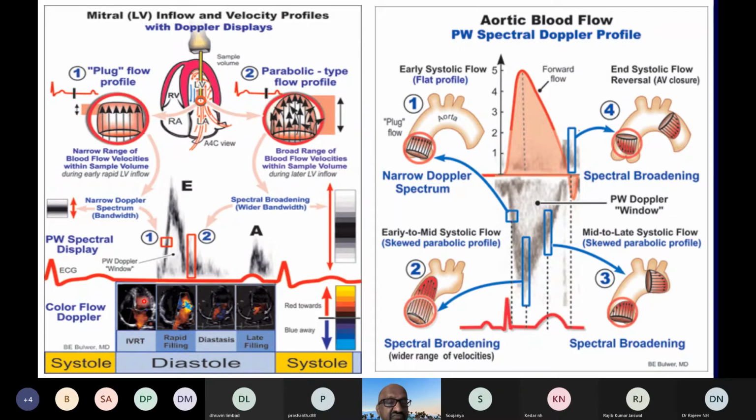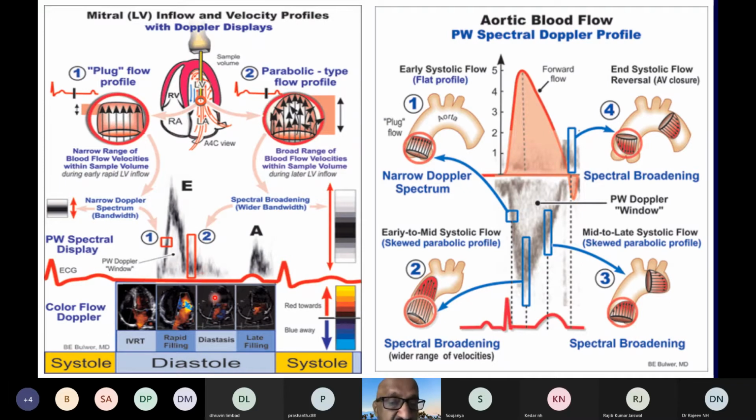During this, as the pressure in the left ventricle is falling, there will be no flow of blood because the mitral valve is closed. But once the left ventricular pressure falls below the left atrial pressure, the mitral valve opens and you get the rapid filling phase when the blood enters the left ventricle, and up to 80% of the left ventricle filling occurs during this time, and this produces a huge E wave.